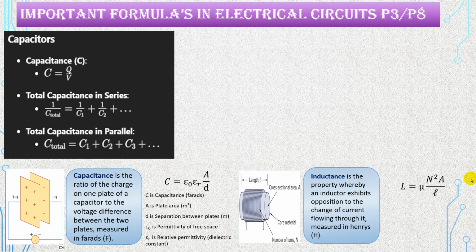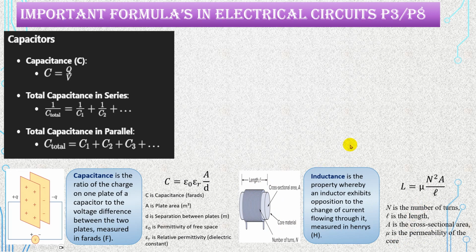The equation based upon its structure is L is equal to mu N square A by L. A, as I already told you, is the cross-sectional area of this core material, N power 2 is the number of turns, maybe 100, 50, 10, whatever, and L is the length of these turns after they are wound. It is not the length of the wire or conductor; it is the length after the turns are wound on a particular core material, from start to end. Now mu is the permeability of the core, meaning how it is behaving.